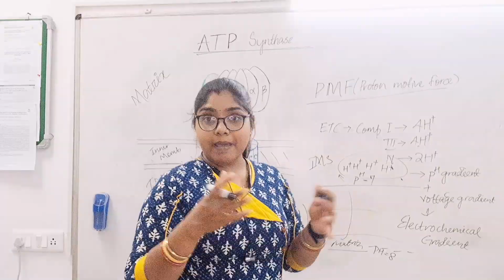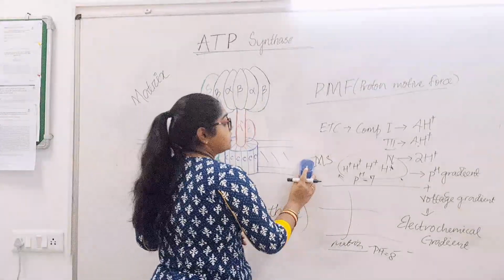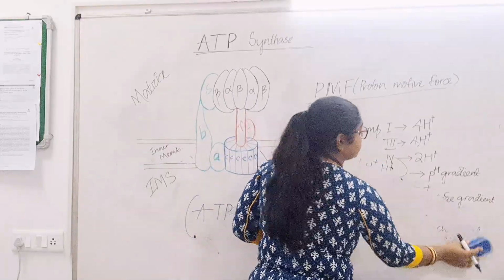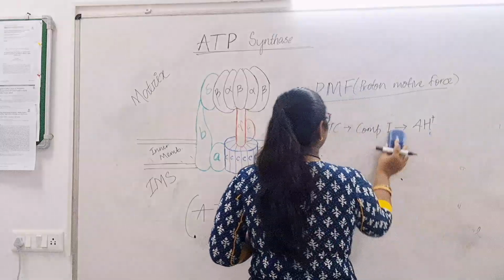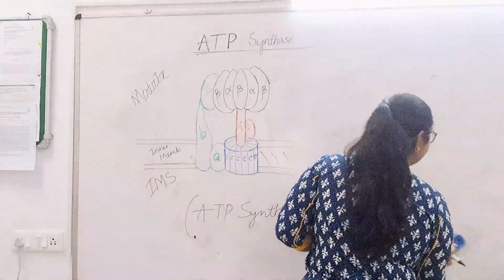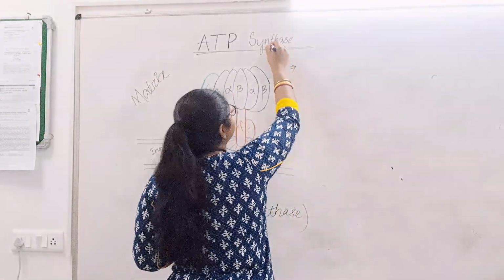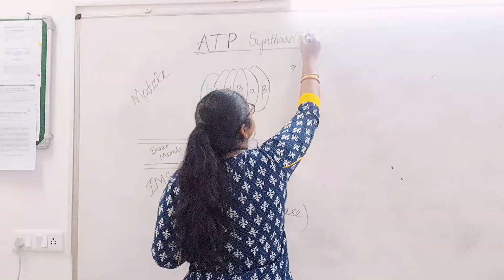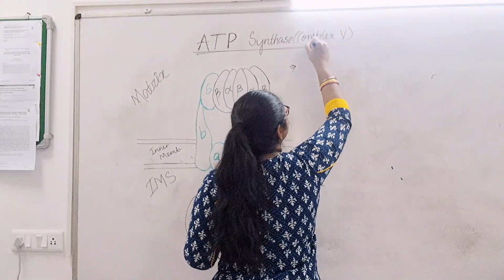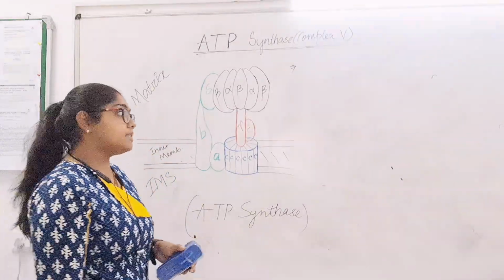Then let's return to the complex 5 structure. This complex 5 helps in the ATP synthesis process, which is why it is also known as ATP synthase. As it catalyzes the ATP synthesis process, it is known as ATP synthase. So this is also complex 5. Now, what is the location of complex 5, the ATP synthase?